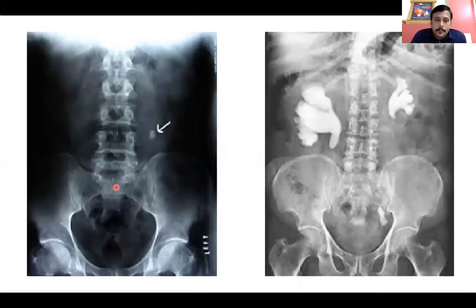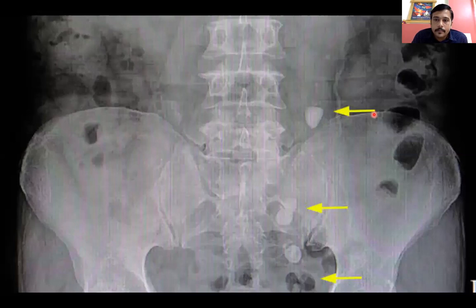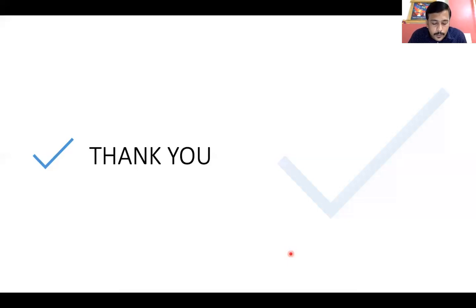Okay, these are the cases where the ureteric stones are seen. Once again, here you can see stones. Here also you can see some of the stones. Okay, so that was about the ureters.